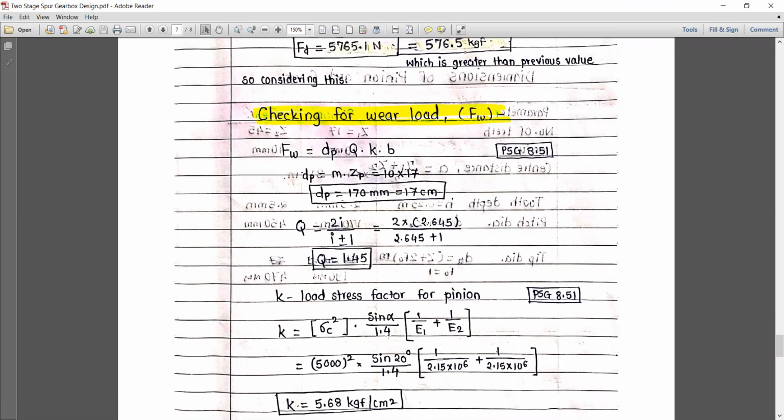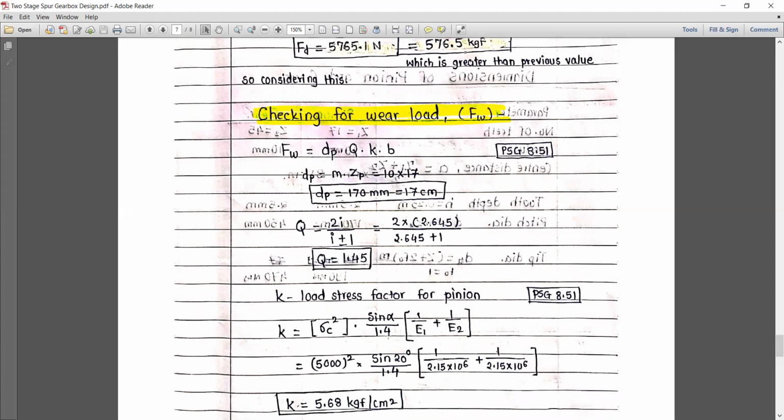So Fw, referring PSG page number 8.51, Fw is equal to dp Q K b. dp, we know, is module into teeth on pinion, that is 10 multiplied by 17, 170 mm, that is 17 centimeter. Q is equal to 2i divided by i plus or minus 1, where i is equal to 2.64. Putting all the values, what do we get? Q is equal to 1.45.